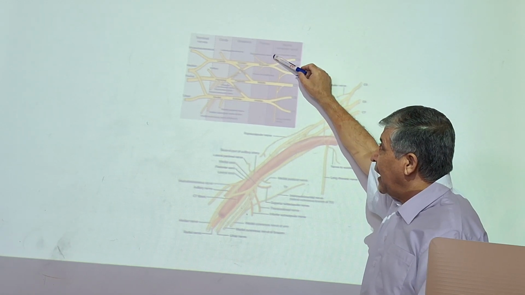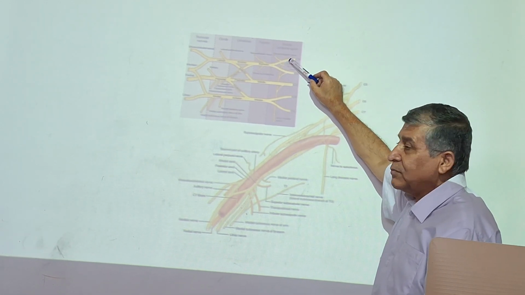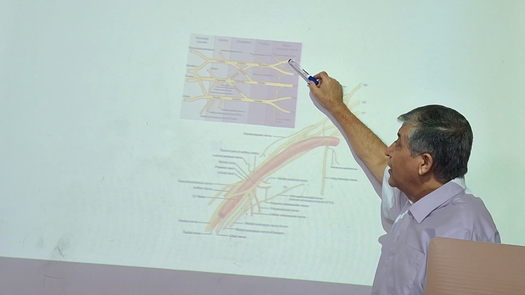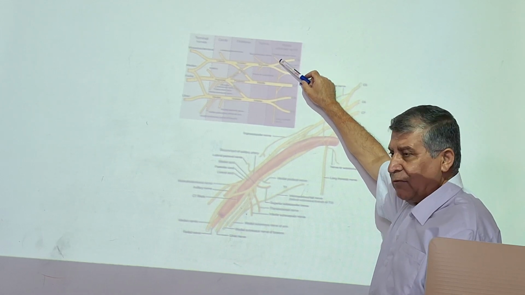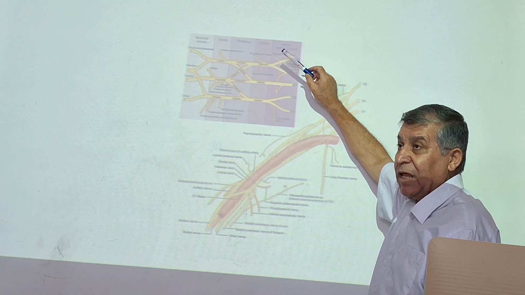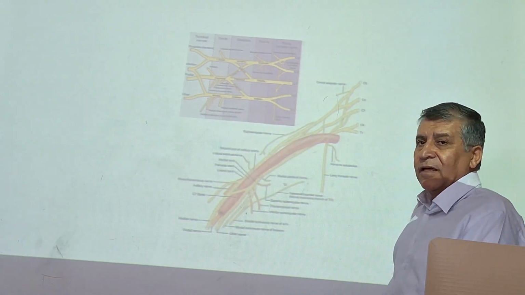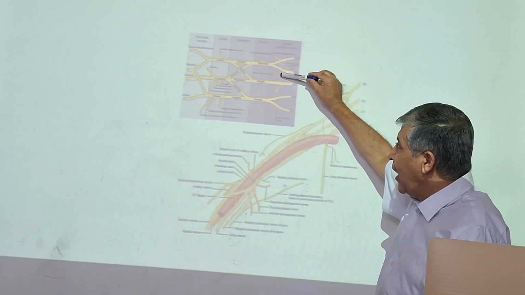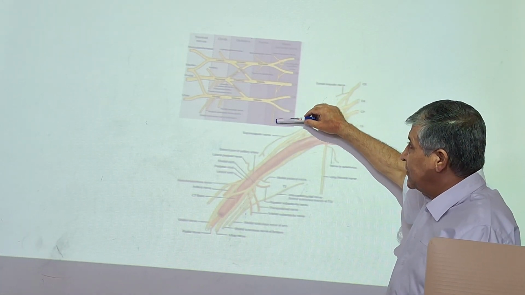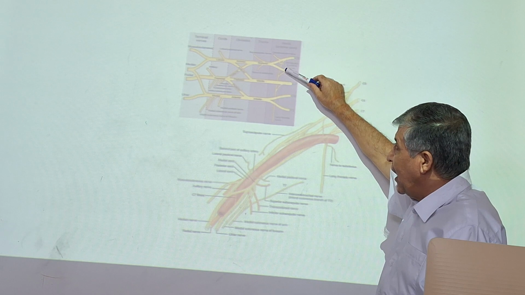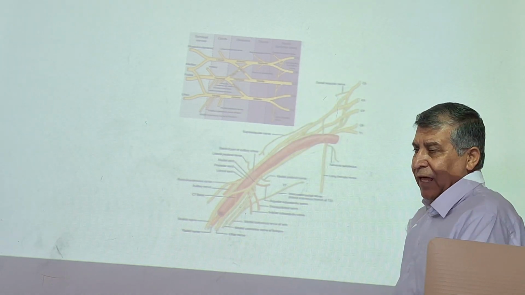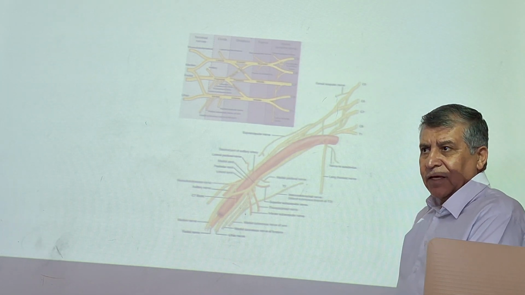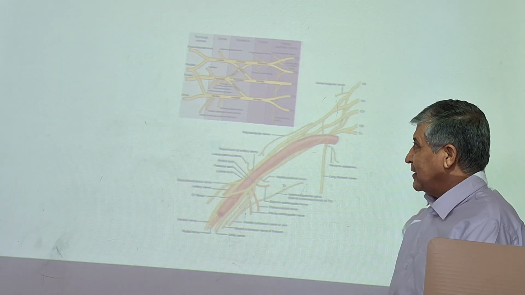The dorsal scapular nerve is a branch of C5. Dorsal scapular nerve innervates which muscles? Levator scapulae and rhomboids. The long thoracic nerve is formed by C5, C6, C7 and innervates the serratus anterior muscle. Okay?